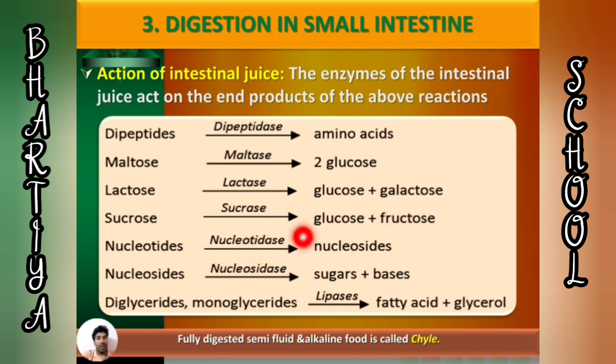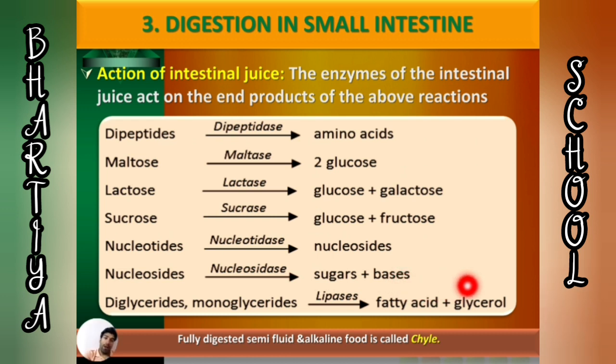These are the maltose, lactose, sucrose. These are the disaccharides, and these are the monomers of these simple forms of foods or carbohydrates. Nucleotidase enzyme present in the intestinal juice converts the nucleotides into nucleosides, and the enzyme nucleosidase converts nucleosides into sugar plus bases. Diglycerides or monoglycerides are converted by the intestinal lipase into fatty acids and glycerol, that is the simple form of fats.